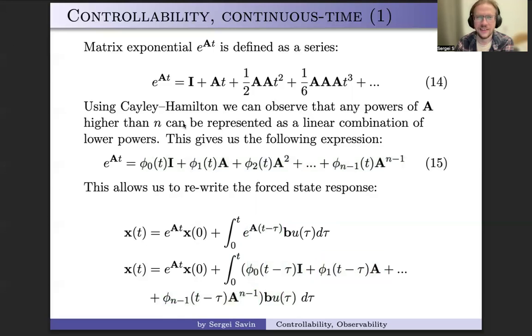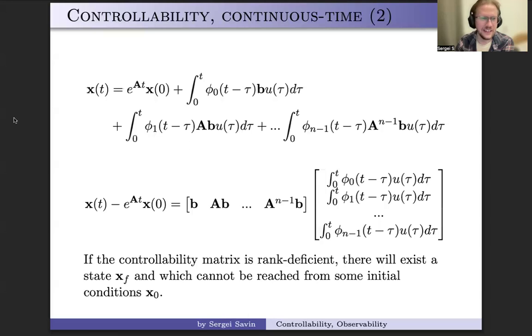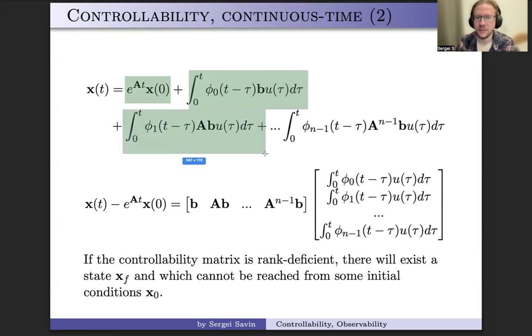Good. Next, we continue. Have this term plus this whole expression as before, right? Now we break this expression into separate integrals. Integral of a sum is the sum of integrals, right? So we have the integral for phi sub 0 times Bu of tau, the integral for phi sub 1 times ABu of tau, the integral of phi sub n minus 1 times A to the n minus 1 Bu of tau. So I just broke all of those expressions into separate integrals.